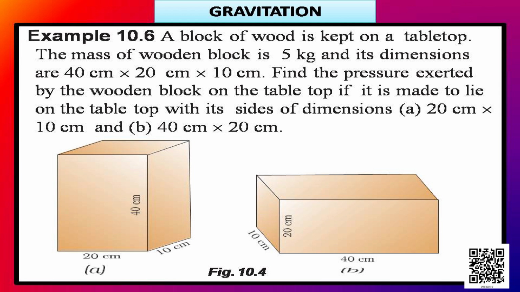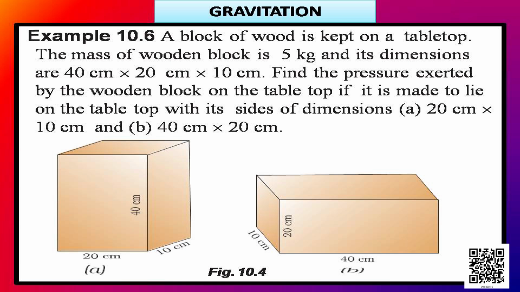So, students, let us discuss example 10.6. It says a block of wood is kept on a tabletop. The mass of the wooden block is 5 kg and its dimensions are 40 centimeter into 20 centimeter into 10 centimeter. Find the pressure exerted by the wooden block on the tabletop if it is made to lie on the tabletop with its side of dimensions (a) 20 centimeter into 10 centimeter and (b) 40 centimeter into 20 centimeter.